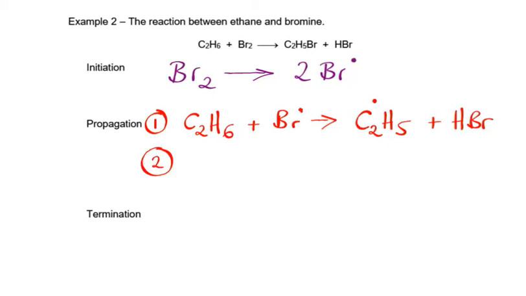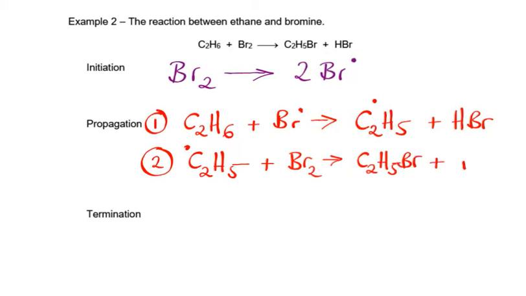In the second propagation step, our ethyl radical will want its electron back. It can get it from a bromine radical, but that would be a termination step. So instead, it will take it from a bromine molecule. This will produce our bromoethane, and the other product being a bromine radical.